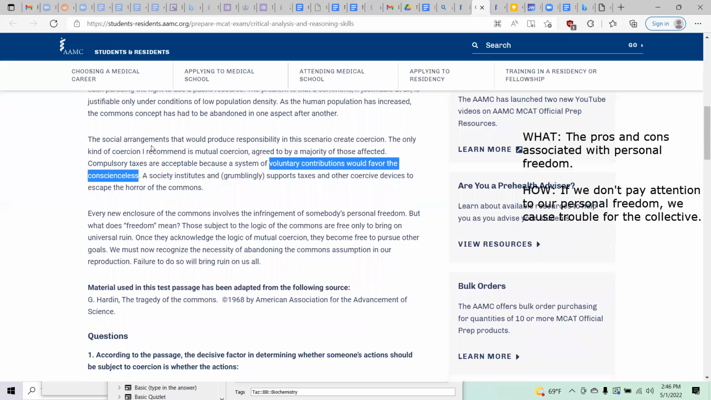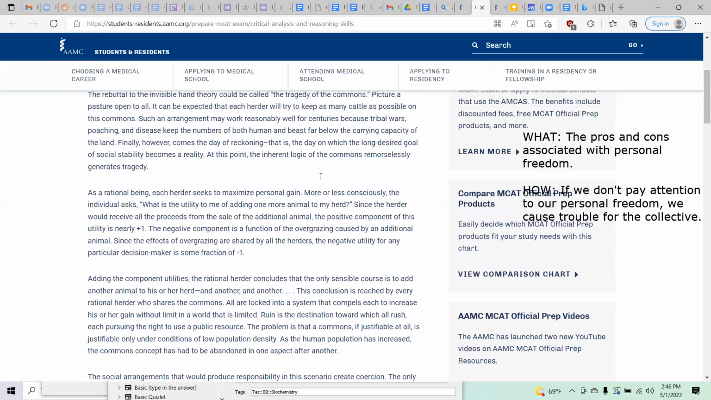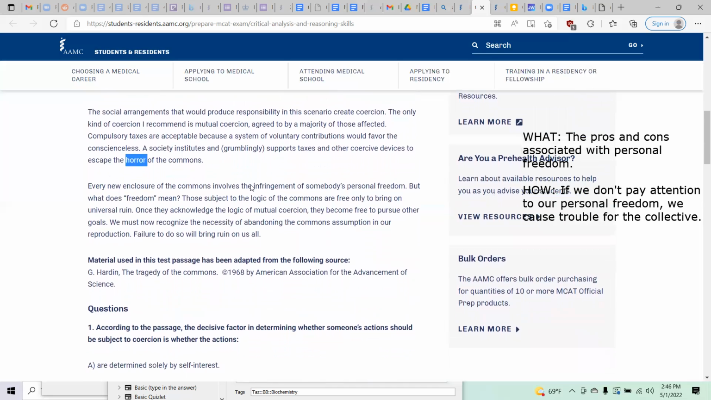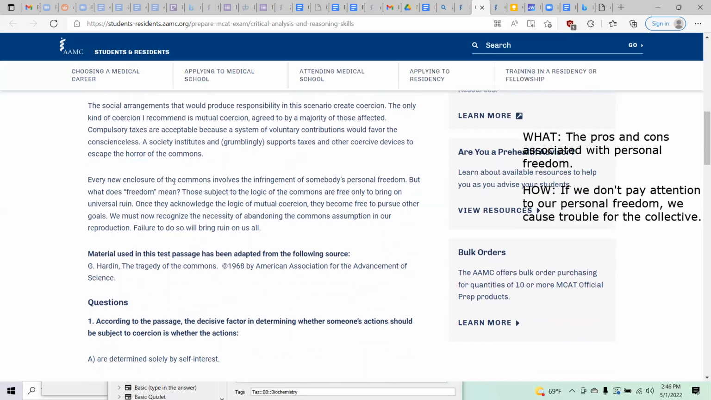Good. So, "and other devices to escape the horror of the commons." The last thing I might choose is "horror," because again, it's a nice spicy, punchy word. Instead of calling it the tragedy, he's calling it the horror now. He's using all these big words to describe it. Now, finally, towards the end: every new enclosure of the commons involves the infringement of somebody's personal freedom.